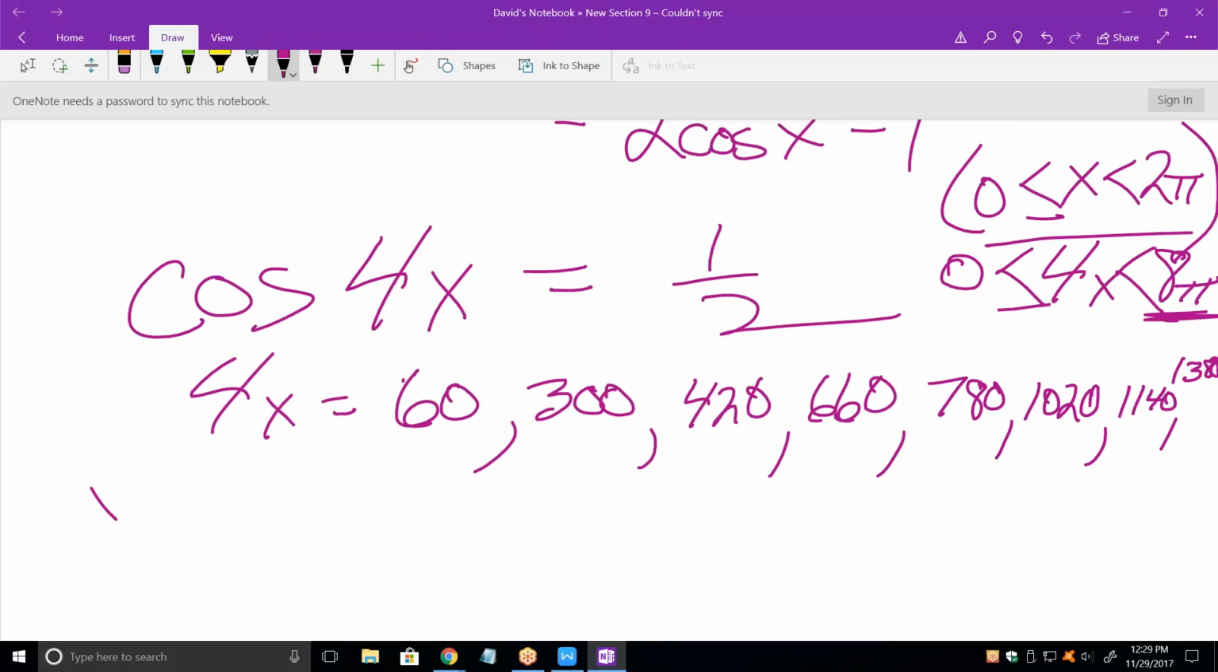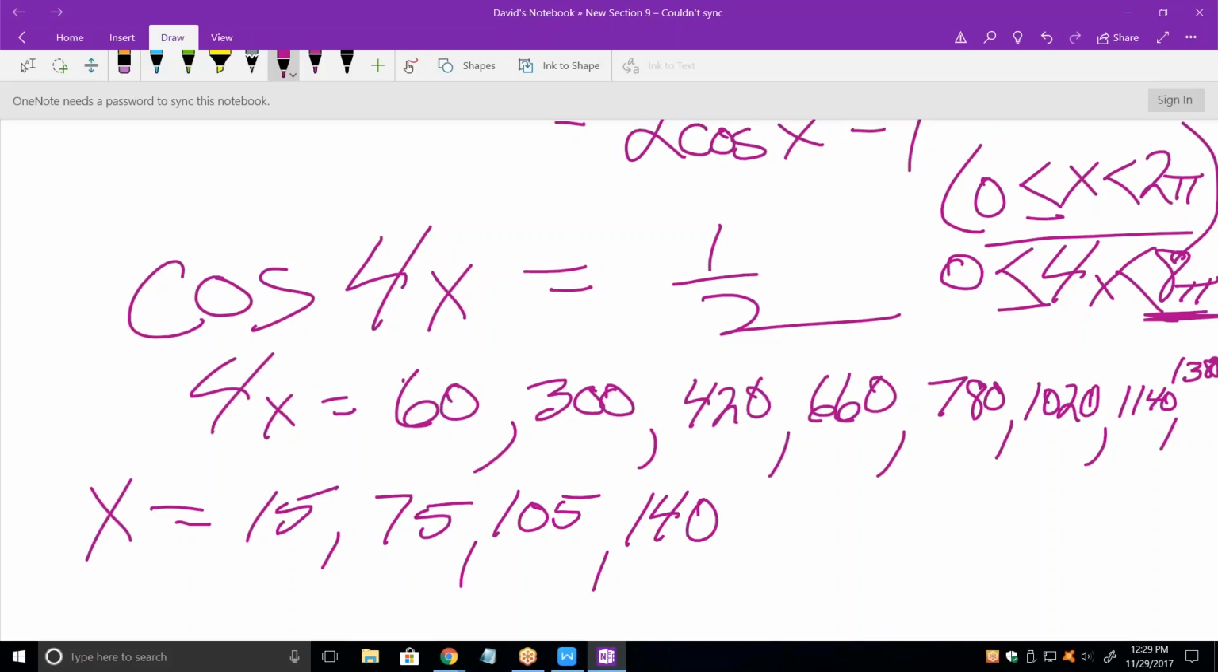So now let's figure out x. x equals, let's see, give me the first one, I'll do the rest. 15. 75, 105, 145. 4 goes into 660, 145. Okay, and then 4 goes into 780, 195.